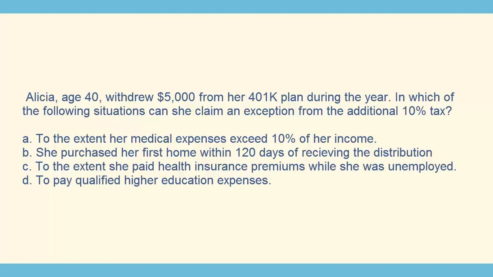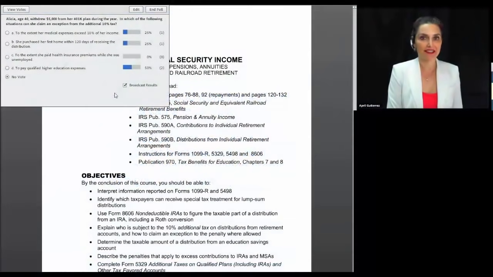The correct answer is actually A. And although the other options there can be an exception to the early distribution tax, they apply only if the early distribution is from an IRA. All of the exceptions you see listed apply to IRAs, but only one of the exceptions listed applies to 401ks, and that is A, to the extent that her medical expenses exceeded 10% of her income.